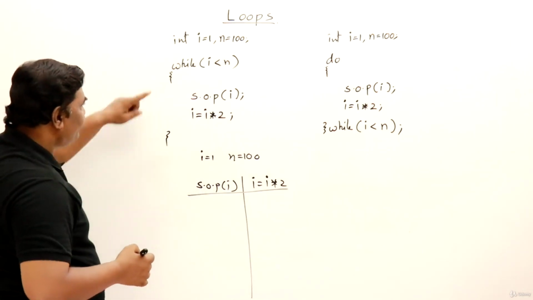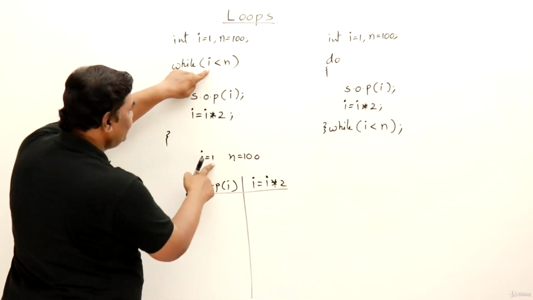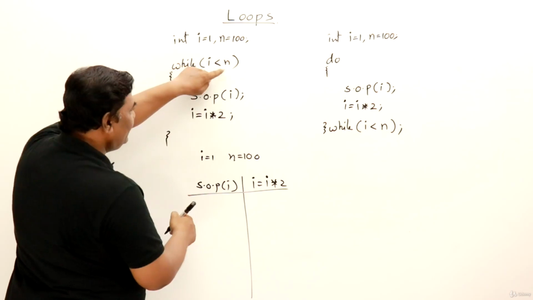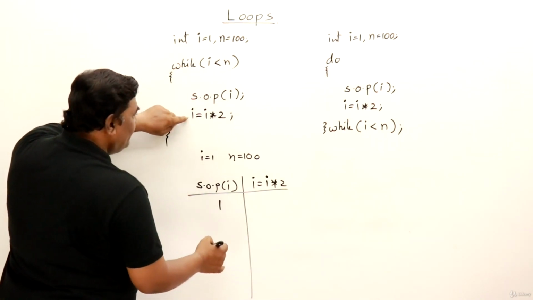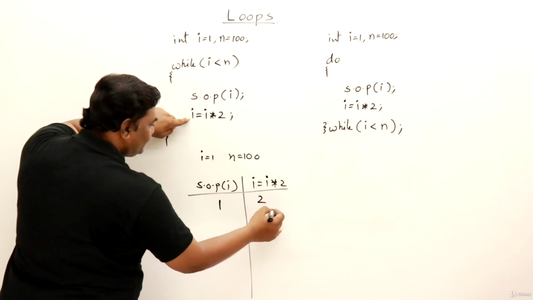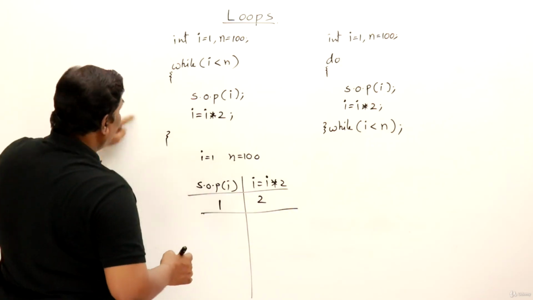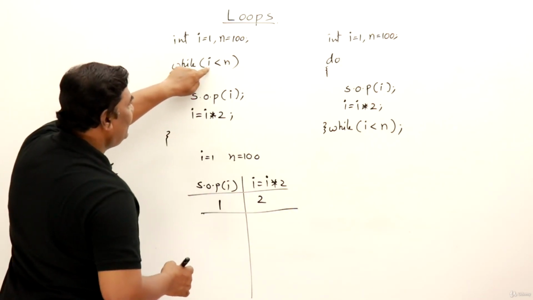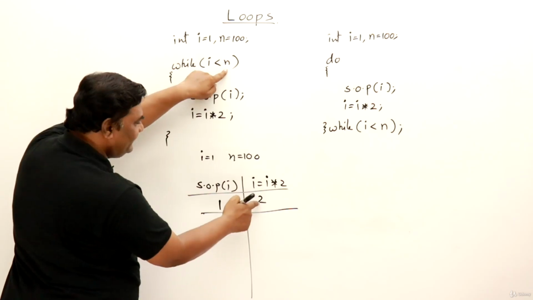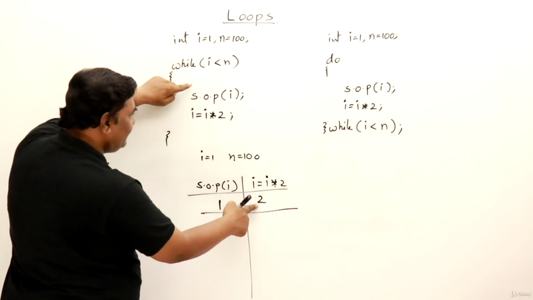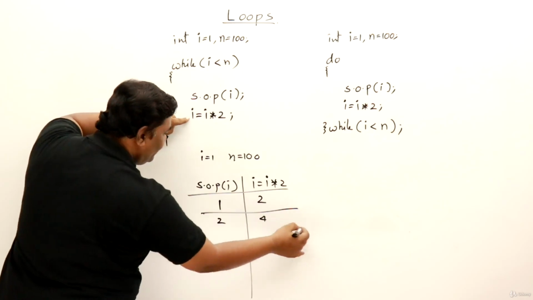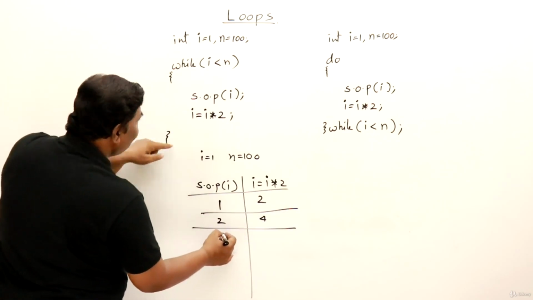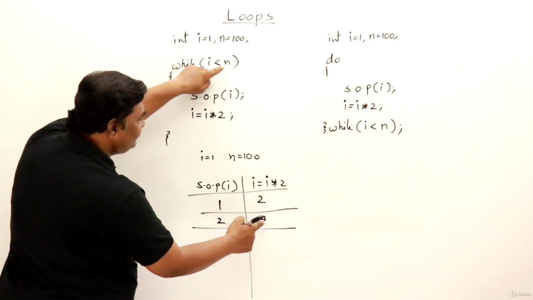So let us see what happens. First time, what is i? i is 1. Then 1 is less than n? Yes, less than 100. So it will print 1. Then it will multiply i by 2, so it becomes 2. Then again it goes up. Now is i less than n? What is i now? It is 2. 2 is less than 100. Yes, so print 2. Then multiply it by 2, so this becomes 4. And then again, 4 is less than 100.